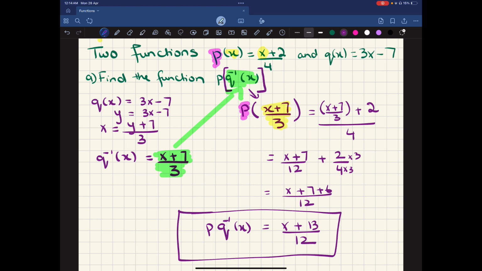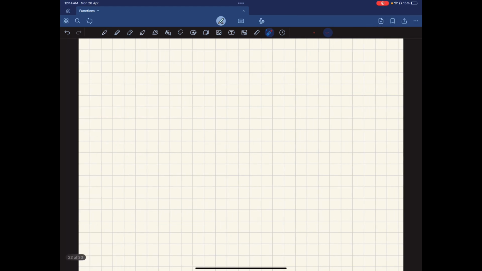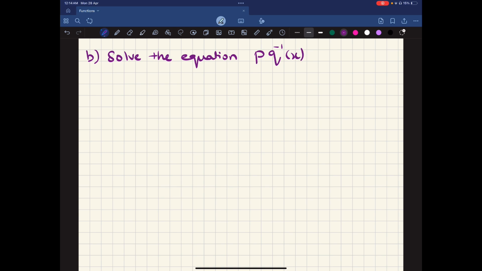Okay. So to find this composite function, you first had to find the inverse of q. So after doing that, we made the replacements and just simplified the equation, and we have our final answer here. Okay, the second part of the question states, solve the equation pq inverse x minus qqx is equal to 7/3.